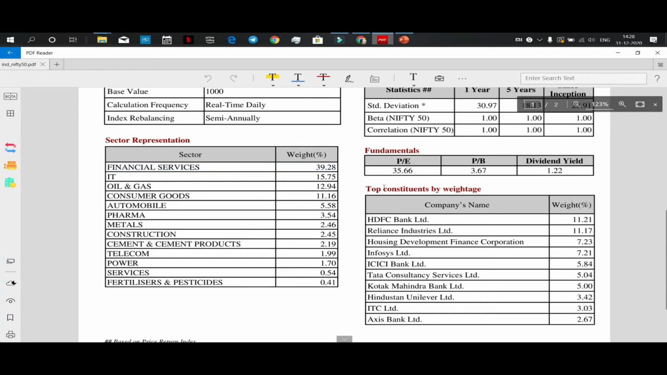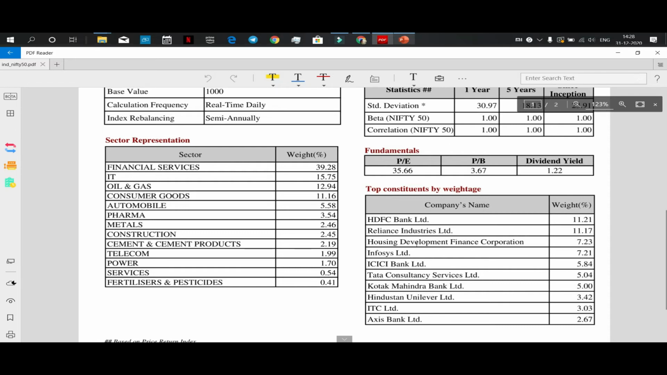Now here are the top companies in Nifty 50 by weightage. So these are the top 10 companies by weightage. So if you just add all the percentages, then you get a grand total of 62%. So this is to say that only 10 companies out of the 50 companies carry 62% weightage.